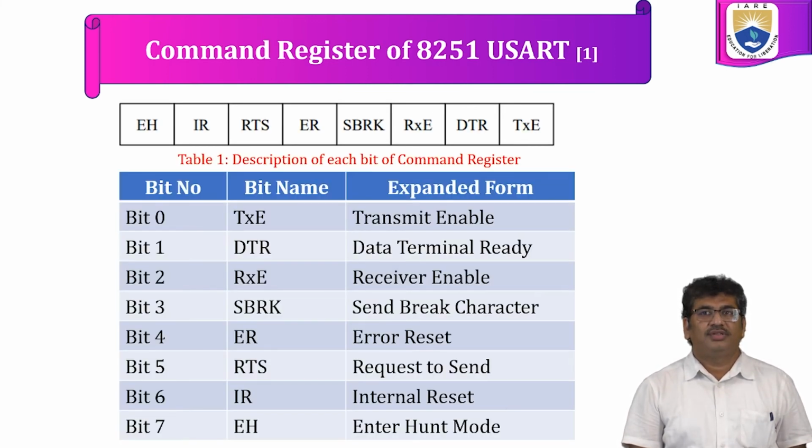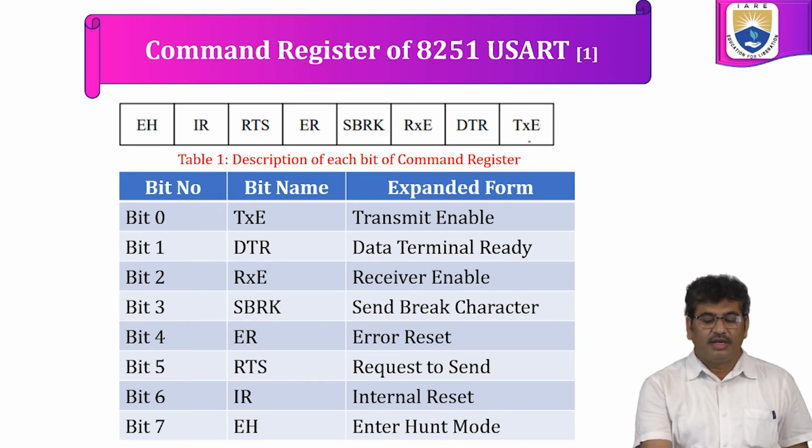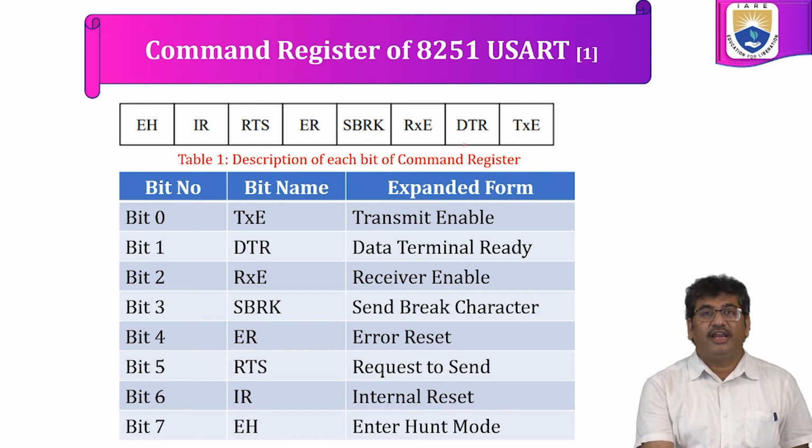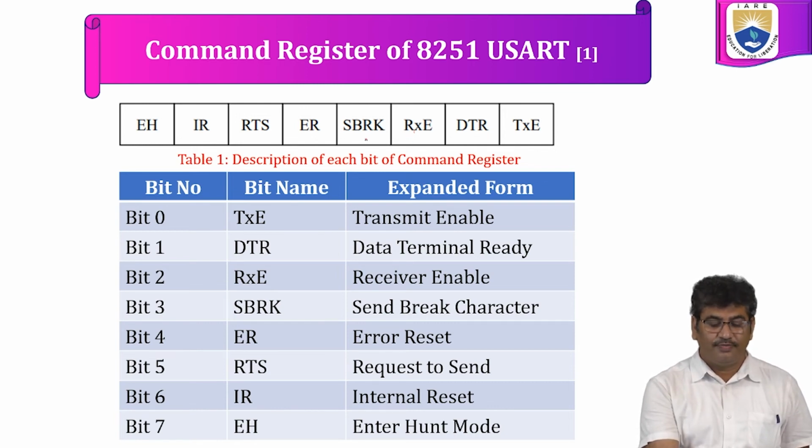Table 1 gives the description of each and every bit of the command register. TXE, it is for transmit enable. If you configure this bit equivalent to 1, the transmitter will be enabled, otherwise the transmitter will be disabled. To enable the data terminal ready, we have to configure the DTR signal equivalent to 1. RXE, it is for receiver enable. To enable the receiver, we have to configure this bit equivalent to 1. If you configure the RXE bit as 0, the receiver will be in inactive state.